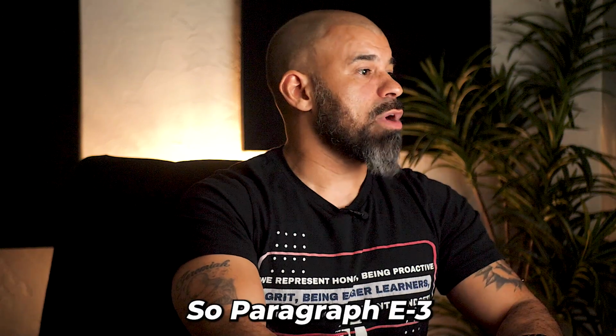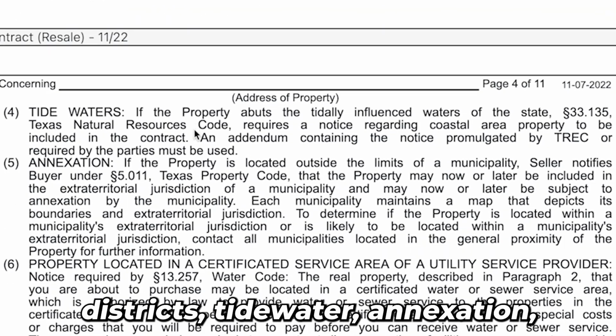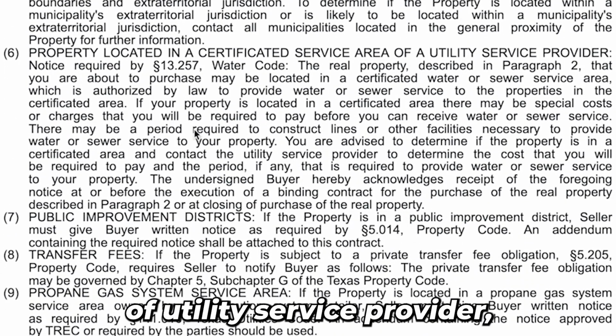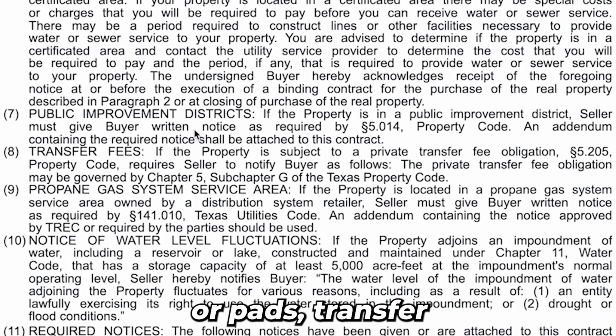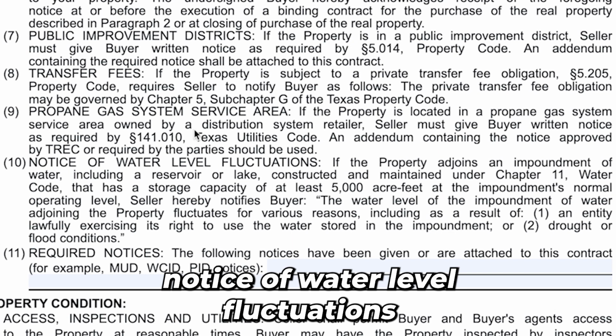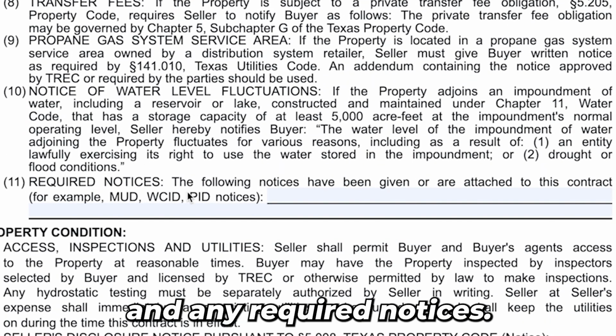Okay, so paragraph E3 talks about tax districts, tidewaters, annexation, property located in certified service area of utility service provider, public improvements or PIDs, transfer fees, propane gas system, notice of water level fluctuations if your property is a waterfront property, and any required notices.